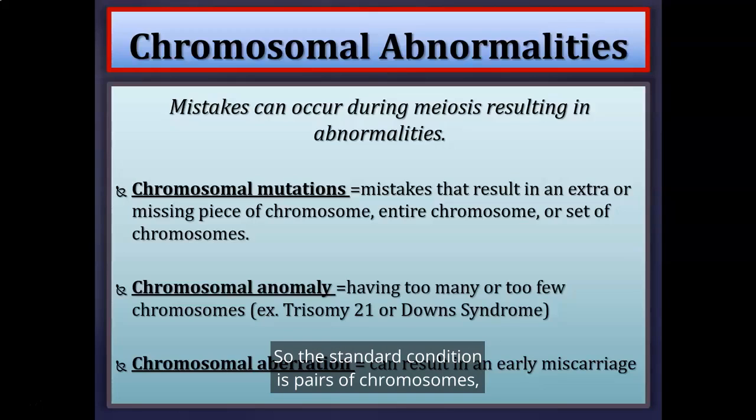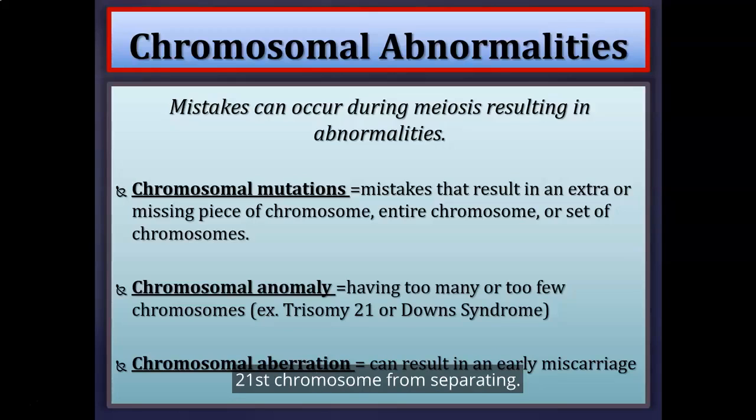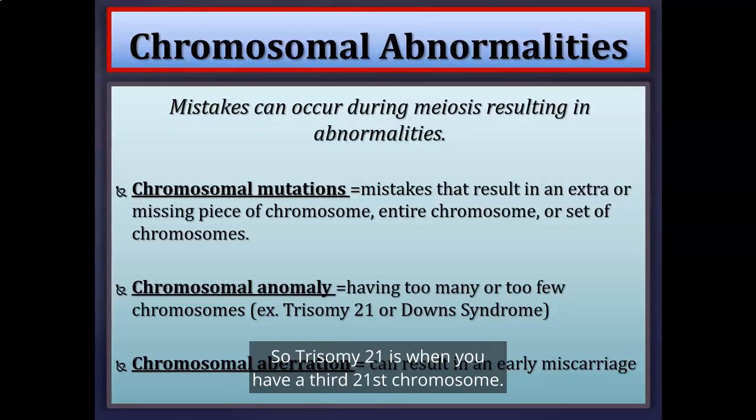So the standard condition is pairs of chromosomes. But for example, if there's a non-disjunction, so remember, during anaphase, that's when the chromatids are ripped apart. If there's a non-disjunction that prevents the 21st chromosome from separating, that means that you will have either too many or too few chromosomes. So trisomy 21 is when you have a third 21st chromosome. So the more common name for that is Down syndrome.